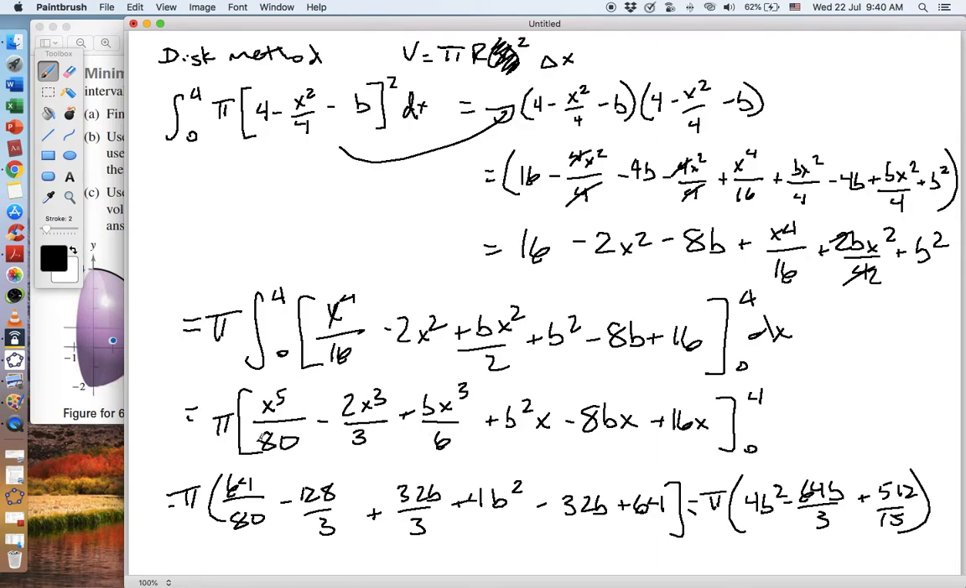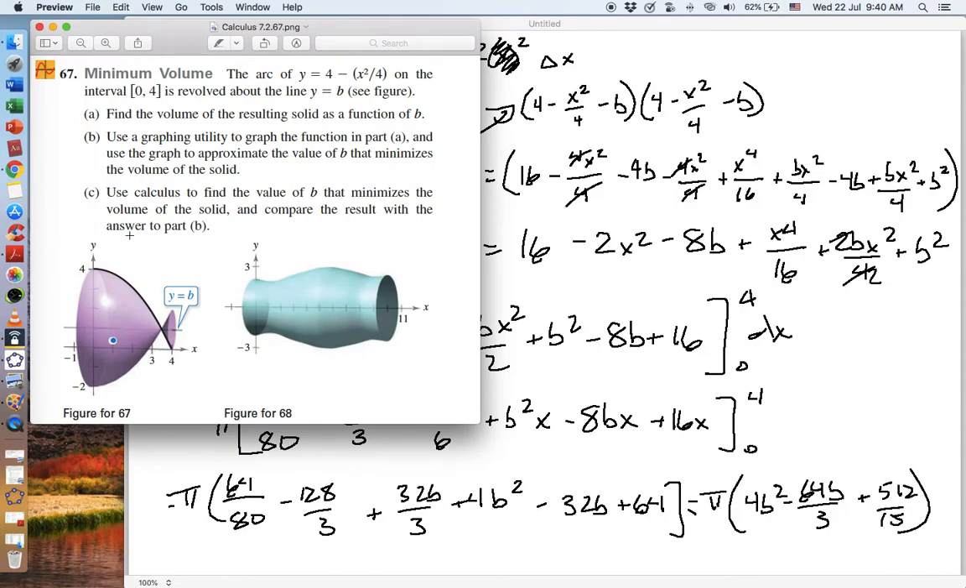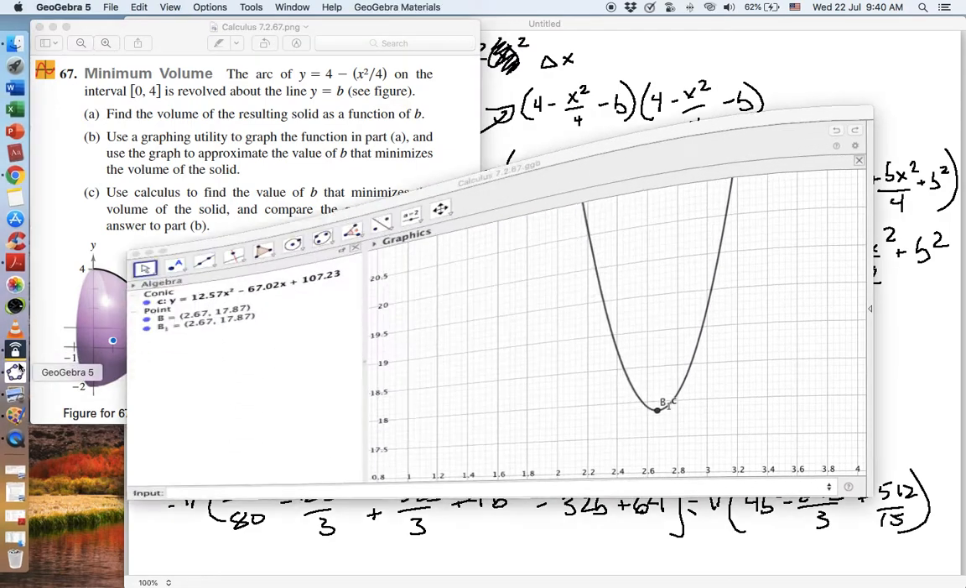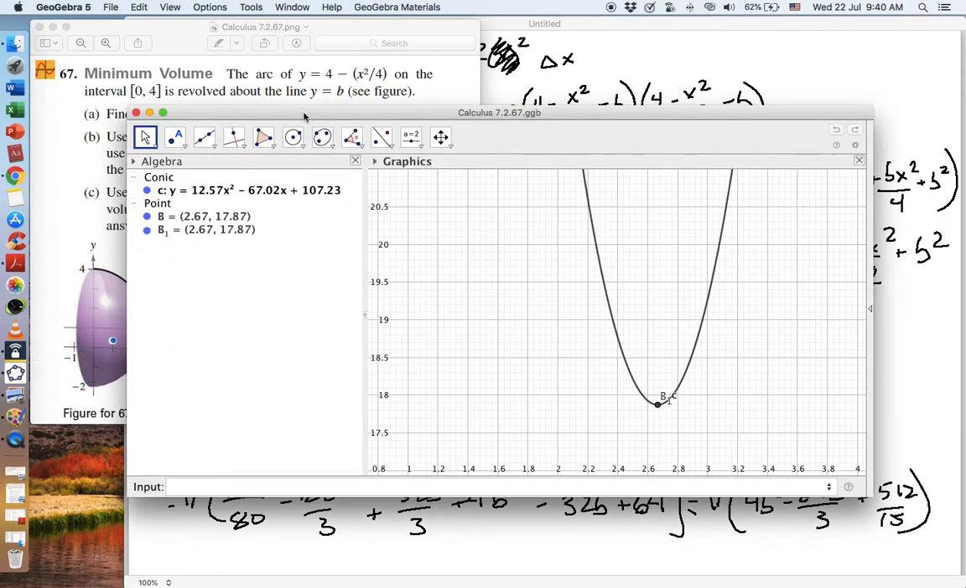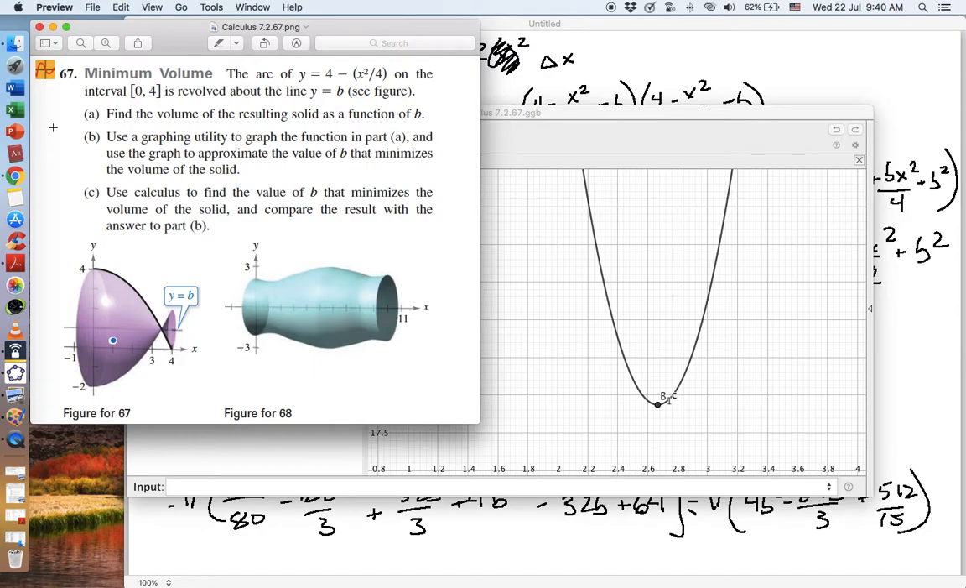And that one's going to be hard to use a graphing utility as far as Geogebra is concerned, because Geogebra is pretty tricky when trying to come up with these solids of revolution. You have to use the three-dimensional, you have to invent some sliders and different things. But we can use a graphing utility for the function in part A and approximate the value of b that minimizes the volume of the solid.